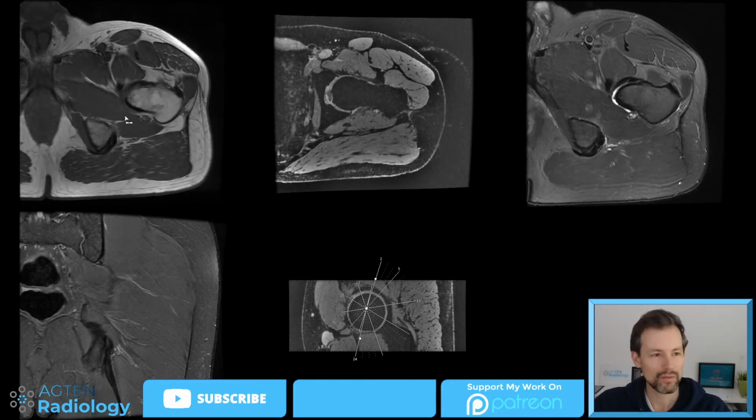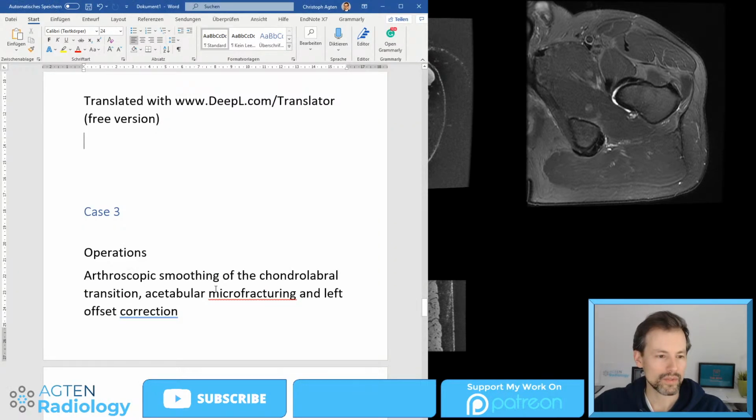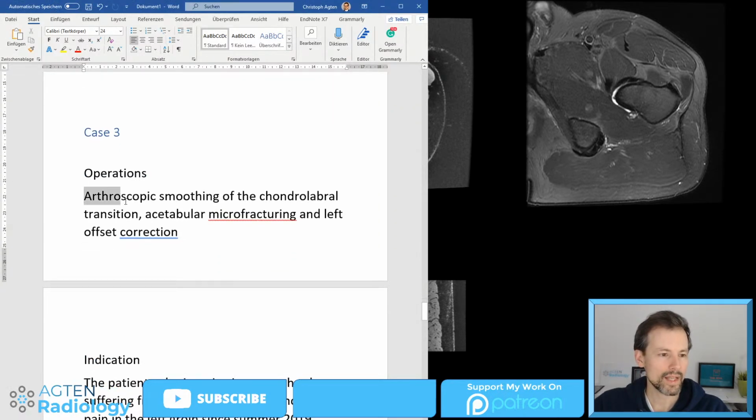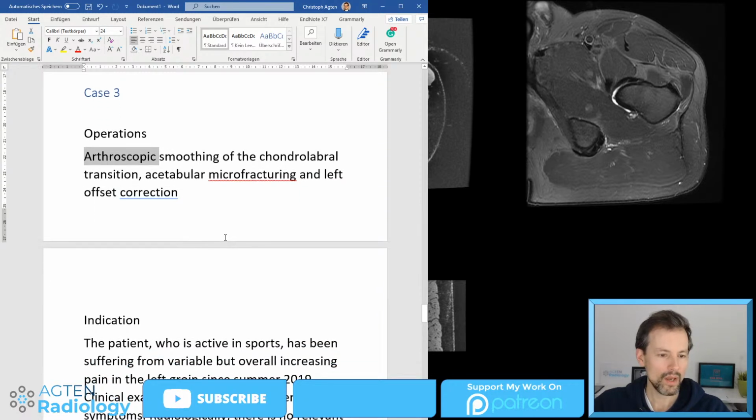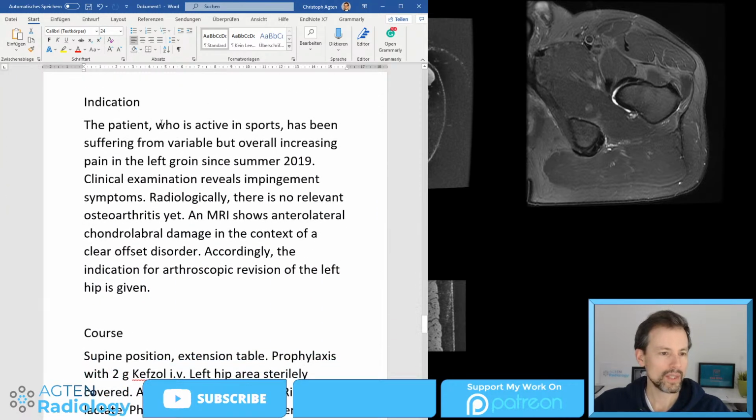It's just a pre-operative MRI, but I copied the surgical note out of it. What they did in arthroscopy was smoothing of the chondrolabral transition, some acetabular microfracturing and offset correction. The patient is a young sporty patient with left groin pain, no osteoarthritis, and MRI showed chondrolabral damage and clear offset disorder.